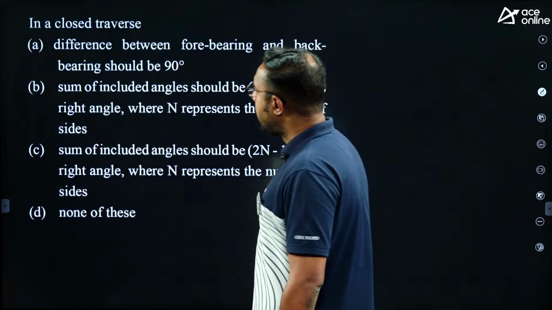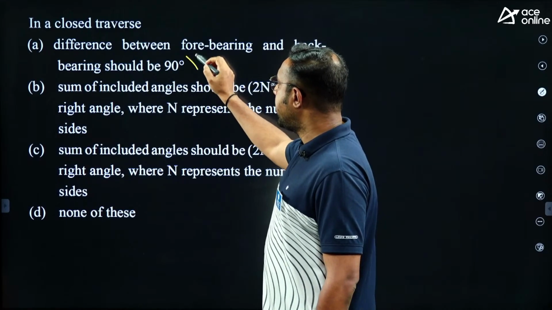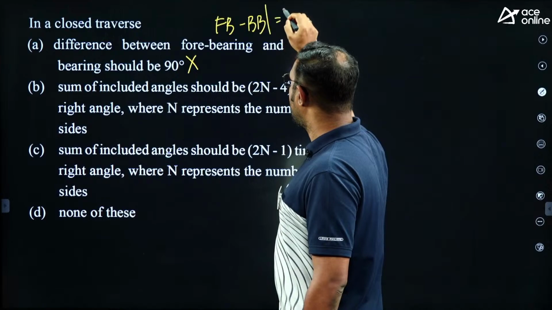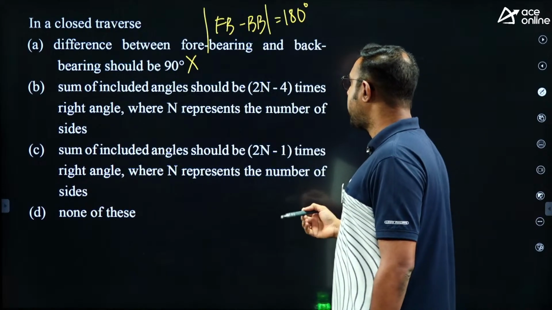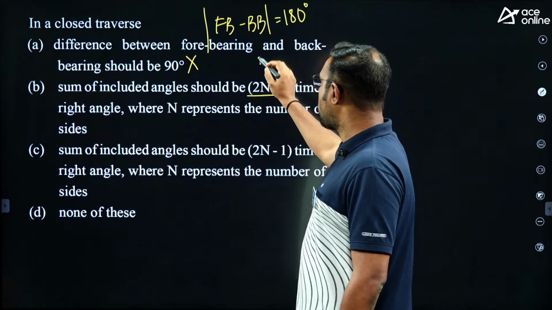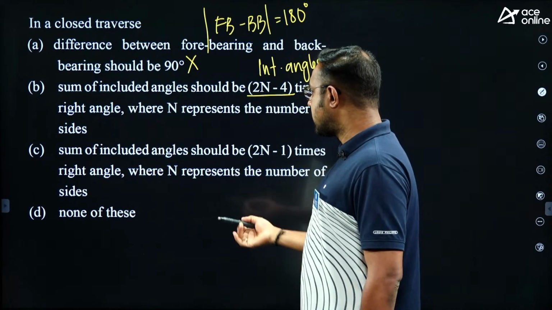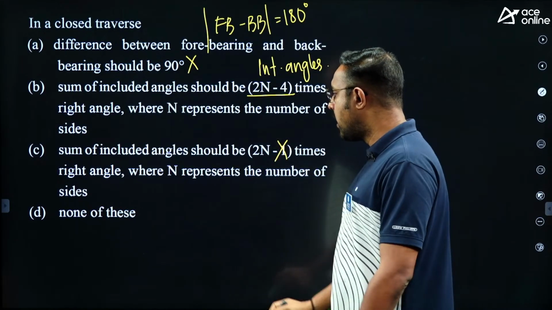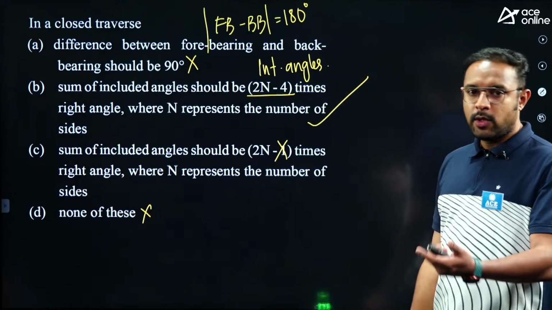Okay. Next, in a closed traverse, the difference between fore bearing and back bearing should be 90? No. The difference between fore bearing and back bearing should be equal to 180 degrees if there is no local attraction. Sum of included angles should be 2n minus 4 times the right angle, where n represents the number of sides. 2n minus 4 is for interior angles. That is correct. Sum of included angles should be 2n minus 1? There is nothing like that. The 2n minus 1 formula is not there. So here the best possible answer is B.